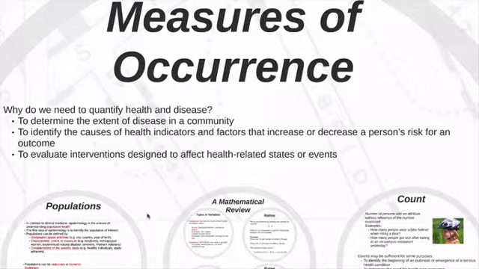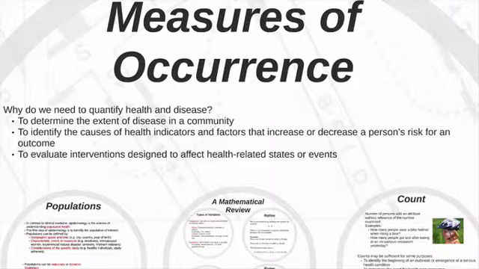The second is to identify the causes of health indicators and factors that increase or decrease a person's risk for the outcome. Until we can start quantifying health, we can never take it a step further and understand what factors contribute to increases in disease risk or decreases in disease risk.